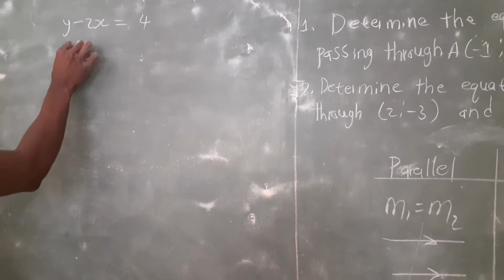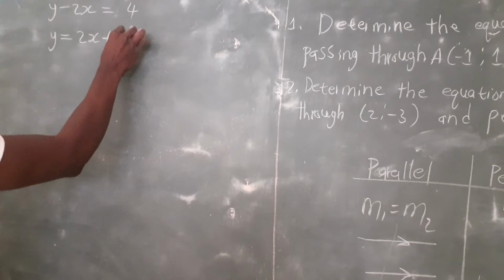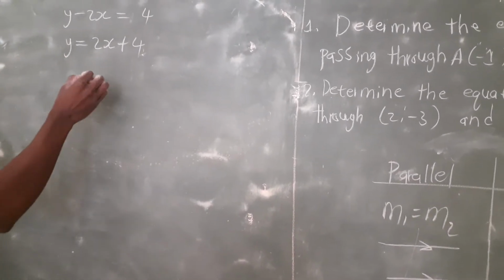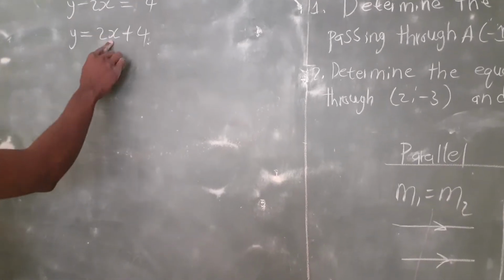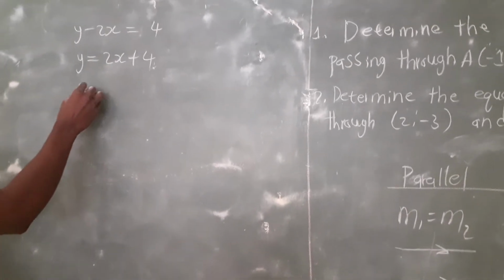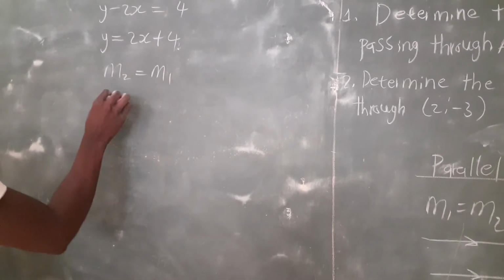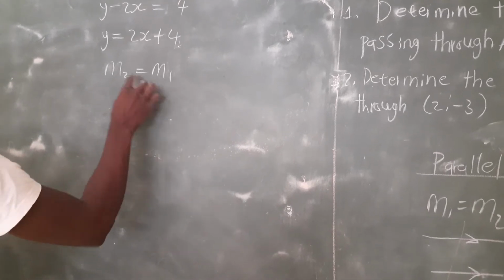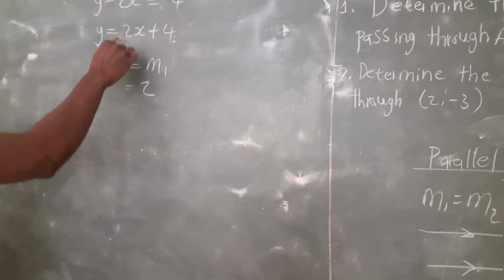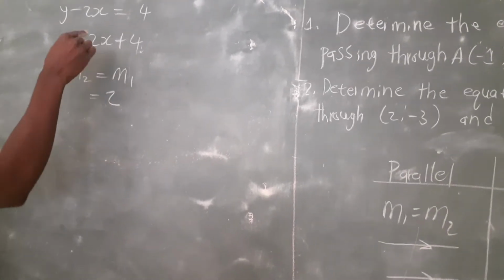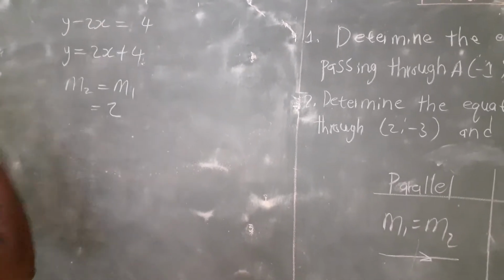So I'm going to have y equals, I take this 2x to that side, 2x plus 4. And from here my gradient is the coefficient of x, the number in front of the variable x, meaning my m2, which is the same as m1, is going to be positive 2. Note that if it was -2 here, we would take it as -2. We do not take -2x or 2x, but we only take the value of the gradient.